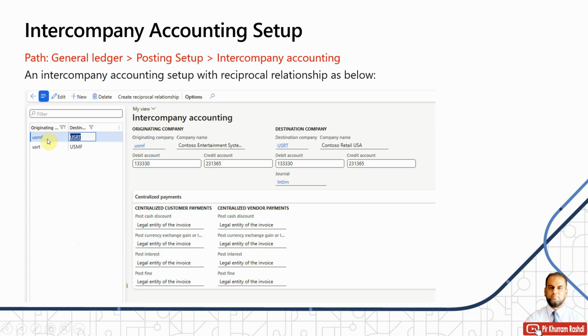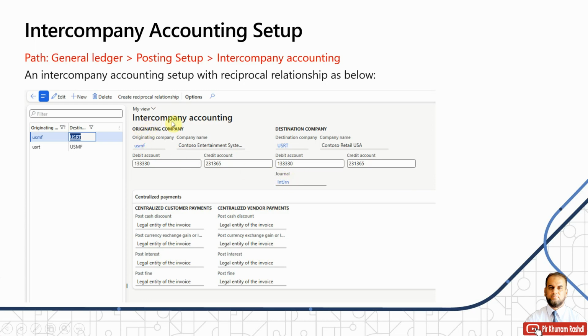As you can see on the left hand side, the originating entity is USMF and the destination is USRT. These are two different legal entities. Similarly, the reciprocal is USRT to USMF. You can see on the debit account side and credit account side, there are two accounts of balance sheet kind, or you can say asset account type, which are intercompany payable and intercompany receivable, which are set up here. And then you have also defined here the previously created intercompany journal.